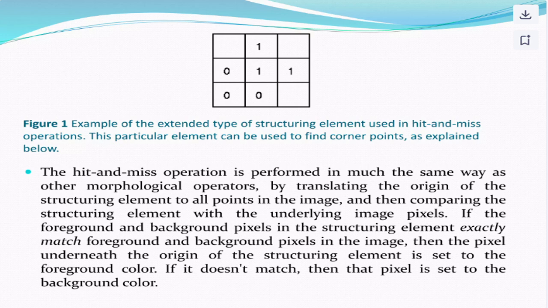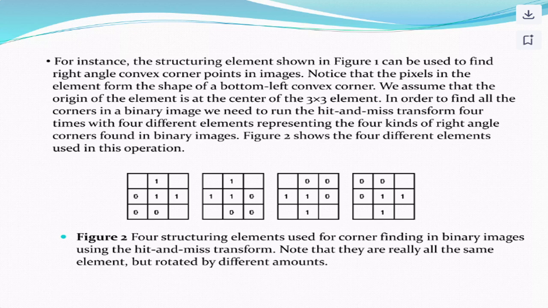But what about the other types of corners? To detect all corner types, top right, top left, bottom right, we rotate the structuring element to create four versions. Each version is then applied to the image individually. So apply the original structuring element to find the bottom left corners, then rotate it 90 degrees, 180 degrees, 270 degrees to detect the other corner orientations. By running the hit and miss transform four times with these rotated elements, we can detect all the corners in the image. Next is combining the results, that is using the OR operation.